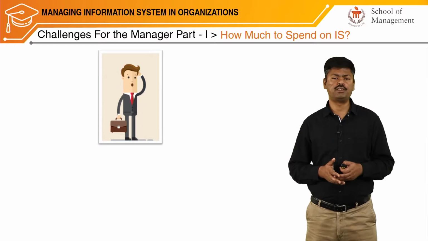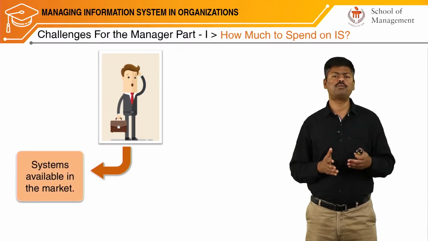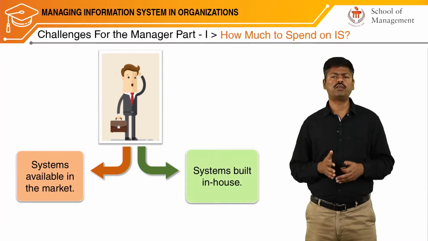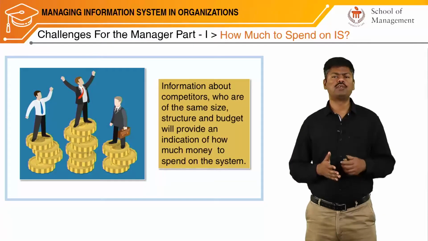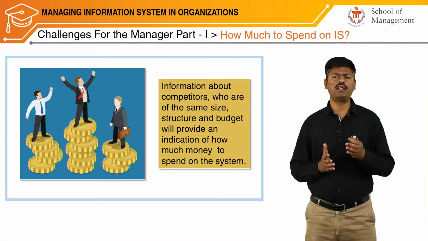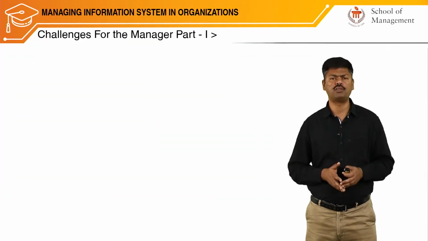Next important question is the expenditure. How much money should an organization spend on procuring an information system? Either they could buy it from the open market, or they could design a system in-house and then implement it. So the expenditure component comes in a big way in finding the best solution. The information about competitors who are of the same size or structure and budget will provide an indication of how much money the organization should spend, because they are actually competing with the existing players in the market.